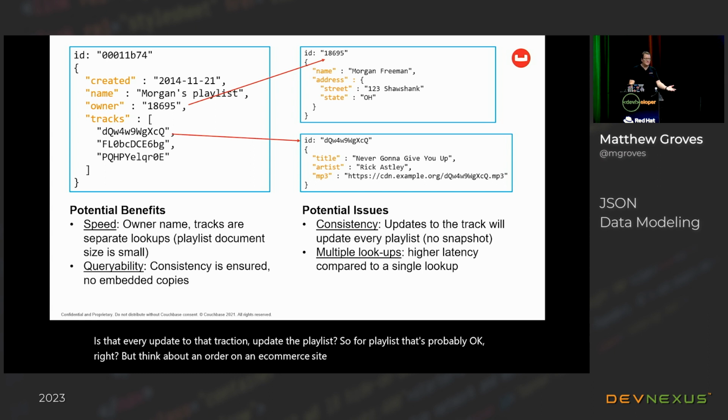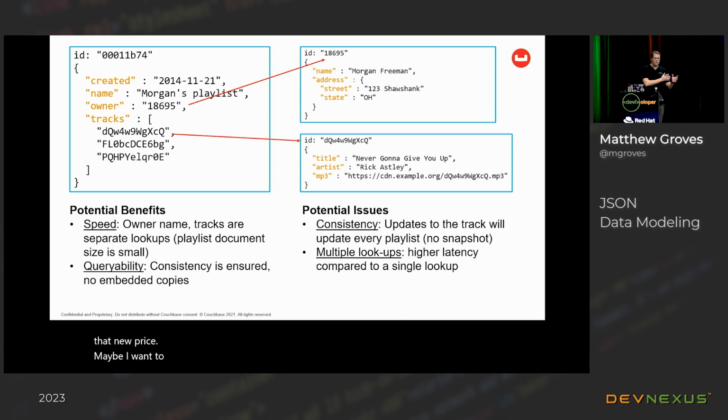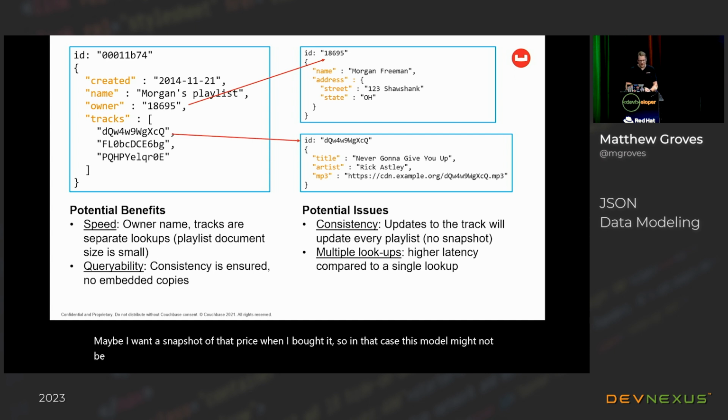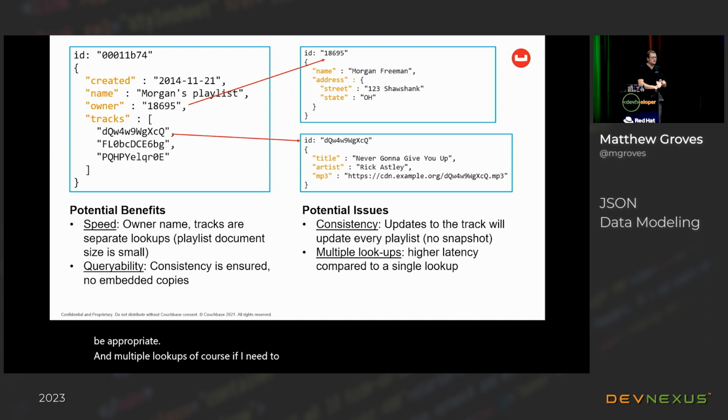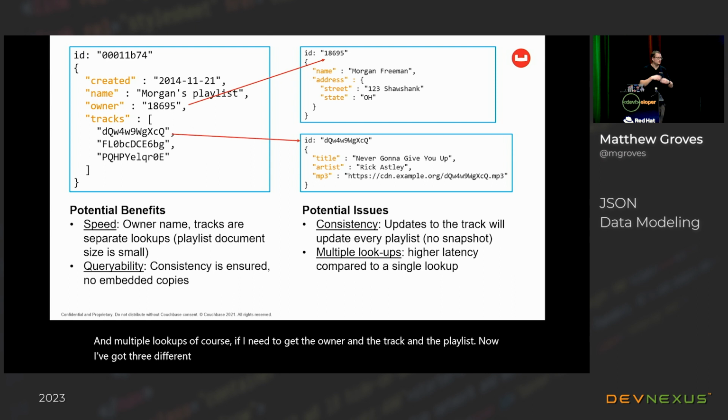If I order an item and suddenly that item changes price or description or something, that means that my history is going to reflect that new price. Maybe I want a snapshot of that price when I bought it. So in that case, this model might not be appropriate. And multiple lookups, of course, if I need to get the owner and the track and the playlist, now I've got 3 different documents I need to look up or join potentially in an operation that could be a possible performance issue or complexity issue.